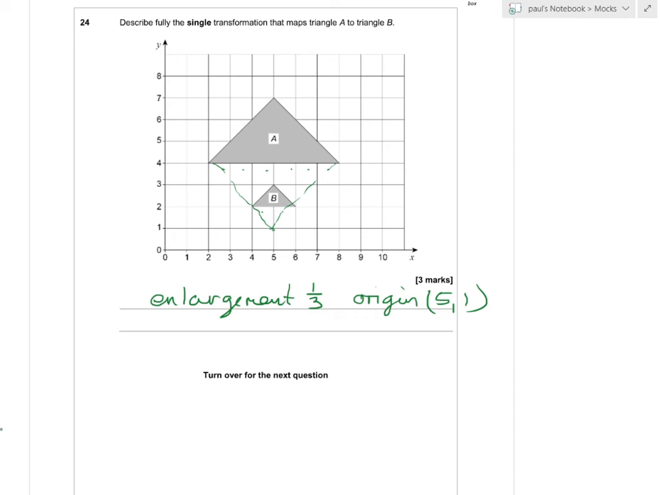Yeah, or center. I'm going to call it center, origin. Won't pick hairs. Center. Okay.